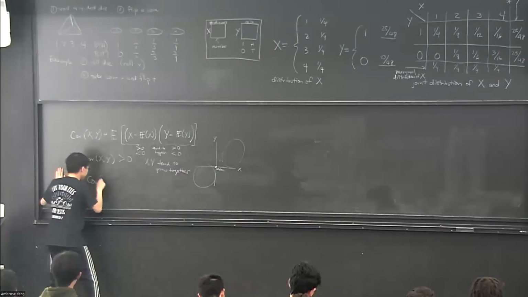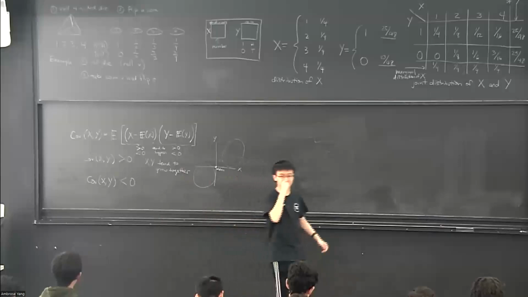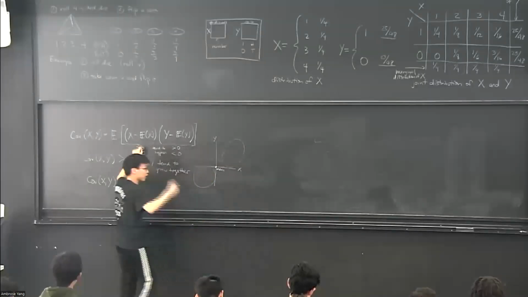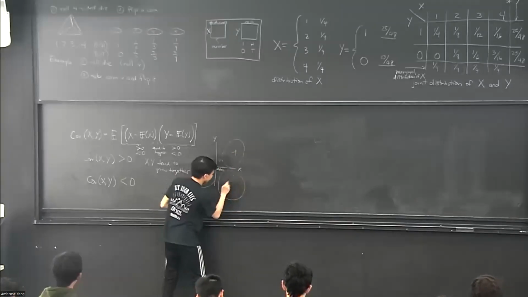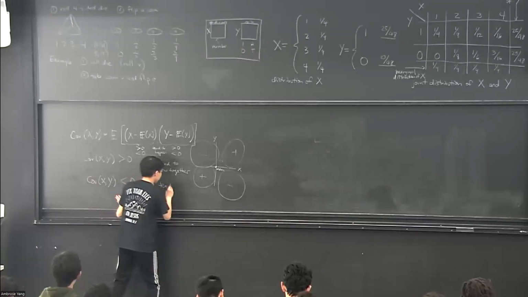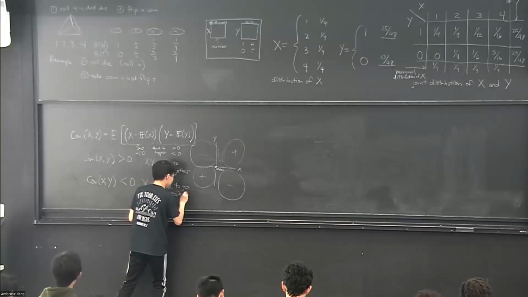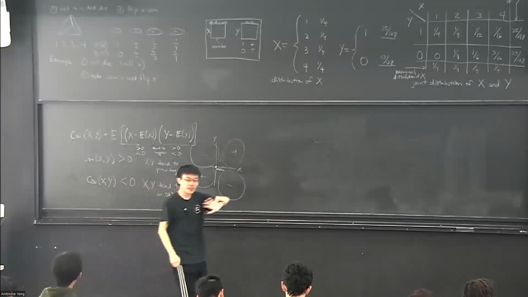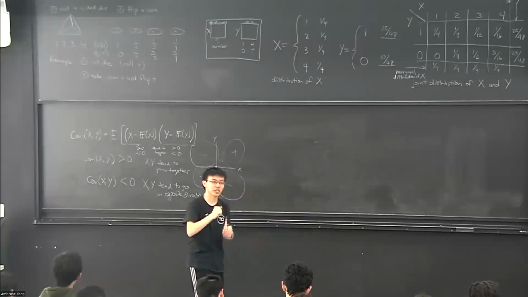And if the covariance is negative, you have the opposite effect. That means that this term and this term tend to have opposite signs, which means that as x gets bigger than its mean, y tends to get smaller than its mean. So if these two are negatively correlated, you tend to have something like this. That means that x and y tend to go in opposite directions. When the covariance is negative, if x gets big, y tends to go down. And the other way, if x gets small, y tends to increase.